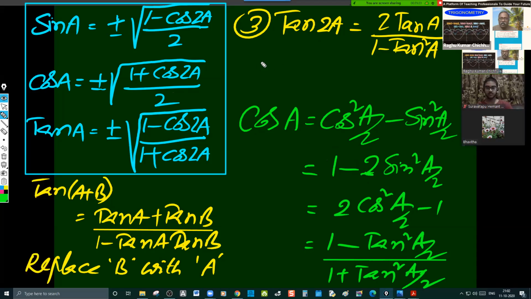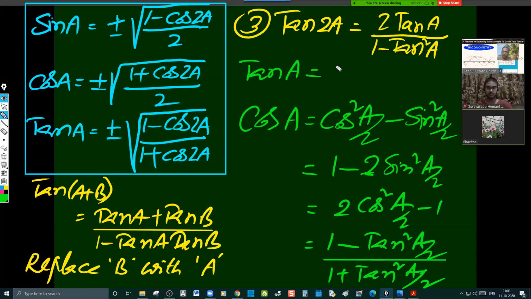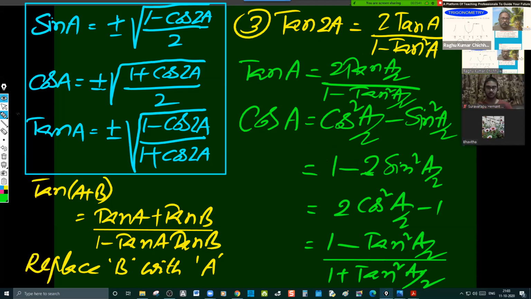Similarly, tell me what tan A should be in terms of A by 2. Tan A is 2 tan A by 2 divided by 1 minus tan square A by 2. So these are submultiples. Similarly, this can also be converted. If you have A by 2 now, that becomes A.